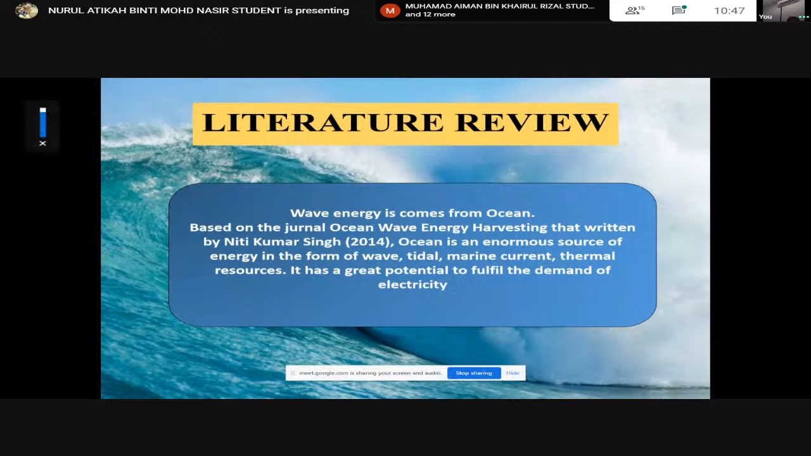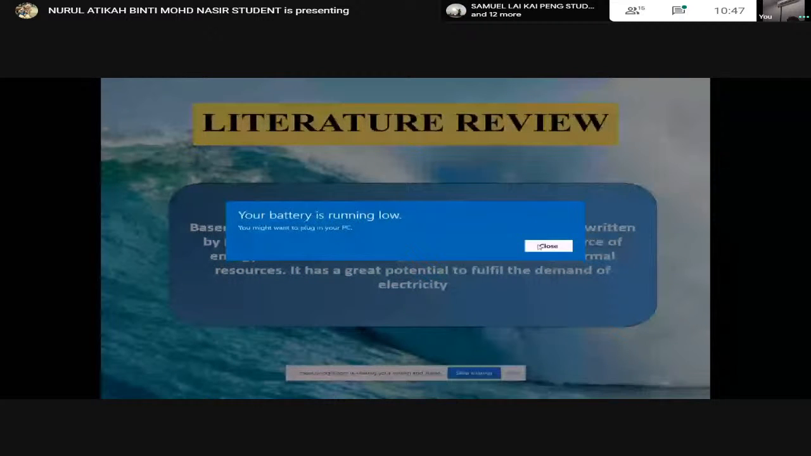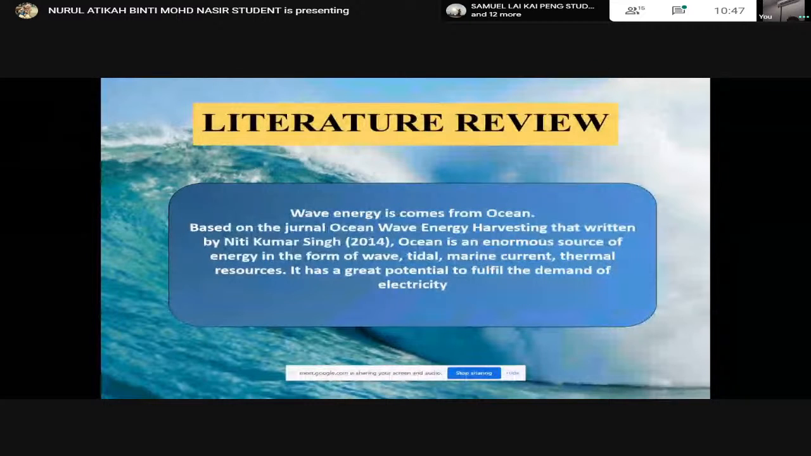Based on the journal Ocean Wave Energy Harvesting, written by Niti Kumar Singh in 2014, he said that the ocean is an enormous source of energy in the form of wave, tidal, marine current and thermal resources. It has great potential to fulfill the demand for electricity.